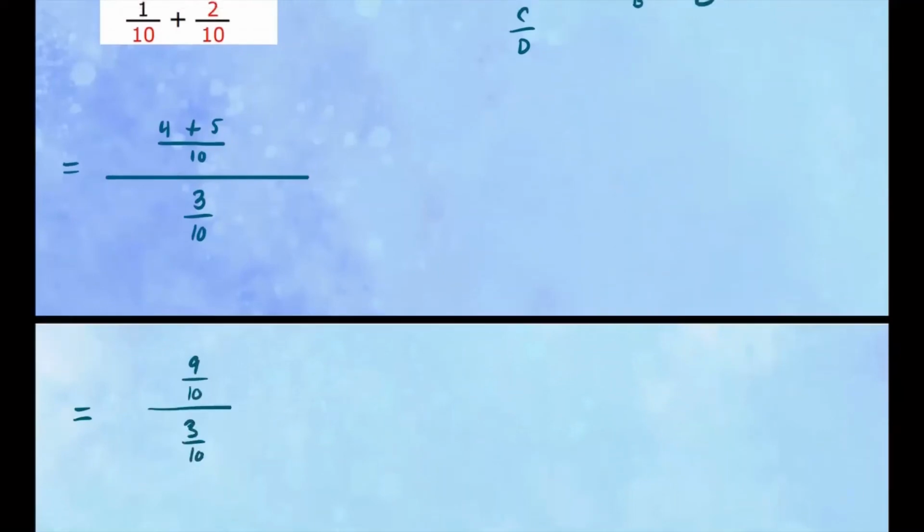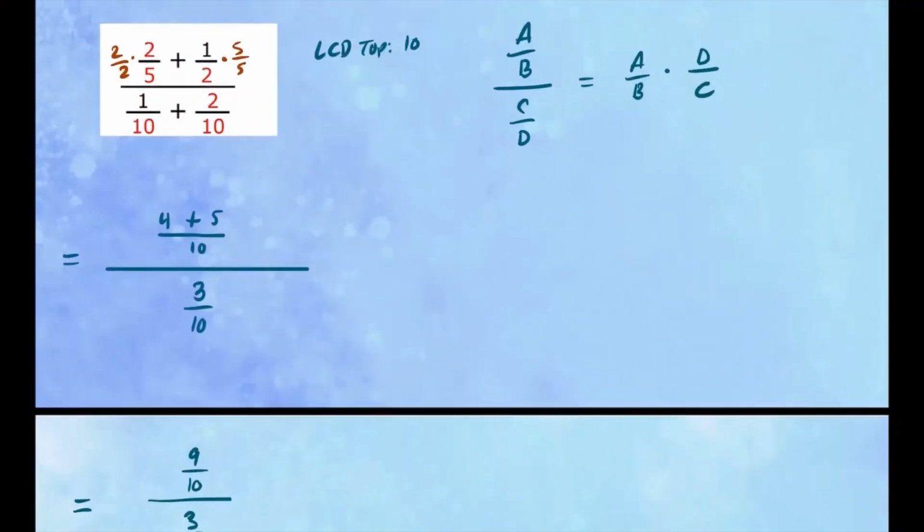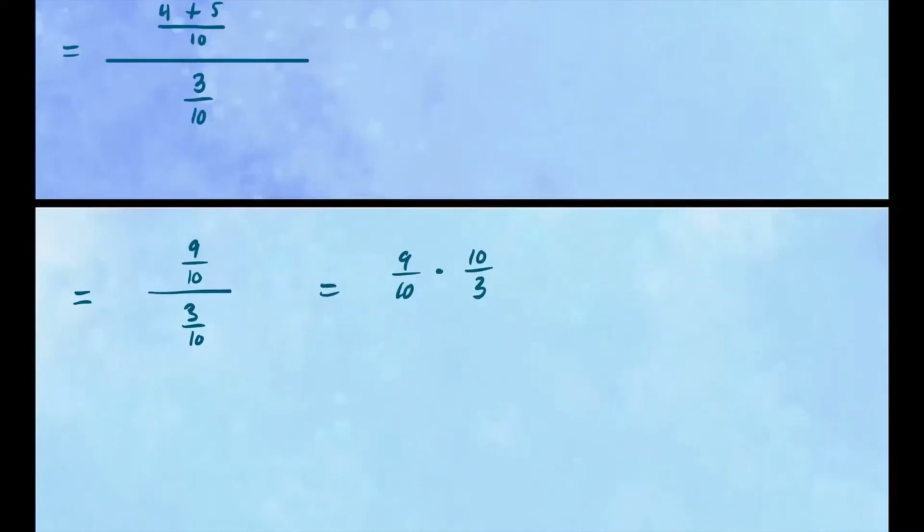And now we can use the rule that we wrote down on the side. We keep the first fraction, 9 over 10. We change the division to multiplication and then reciprocate the next fraction. So that becomes 10 over 3. And now we can multiply or simplify. Here I see a 10 and 10. I can cancel them, so I simply have 9 over 3. And 9 over 3 also simplifies. This is simply 3. So our final answer for this fraction is 3.